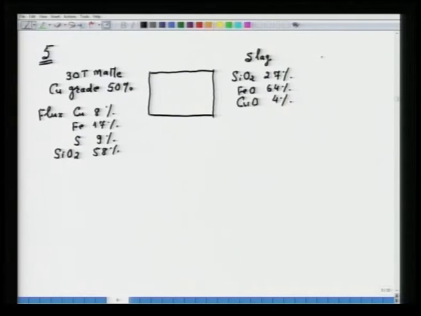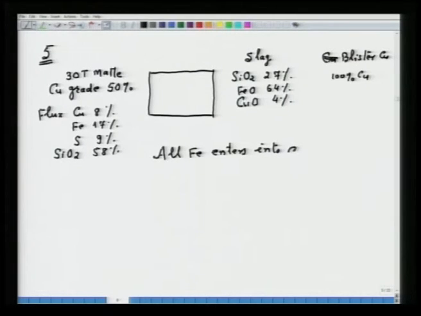And copper, which is the blister copper, I mean it is blister copper, that has 100% copper. Okay. Now, again for weight of flux and slag and blister copper formation, and also it says that all iron enters into slag. All iron enters into slag.